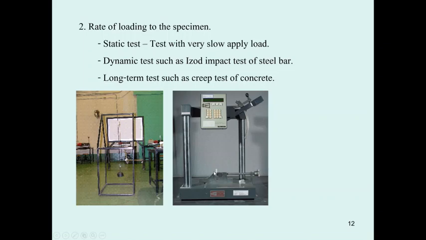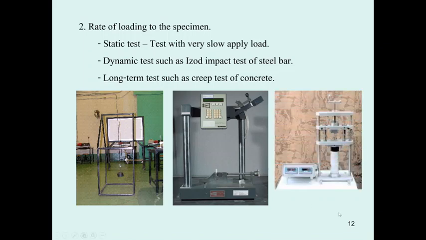Okay, and the last one is a little bit also important for our civil engineering application because it also occurs in the concrete. For the long-term tests, such as the creep test of concrete, is important because concrete is a composite material. It's manufactured by mixing Portland cement with water, sand, and cut stone, and it has some air voids inside it.